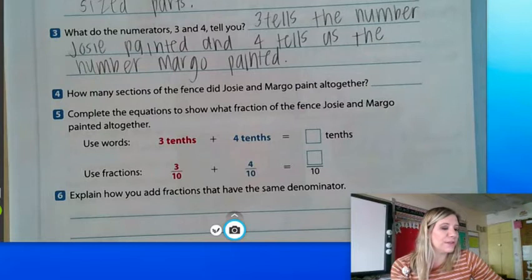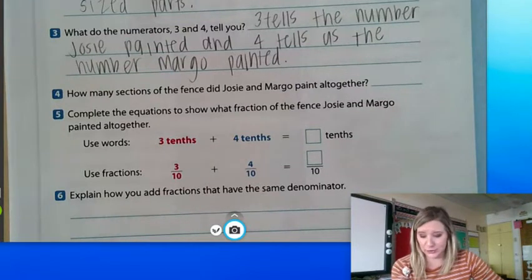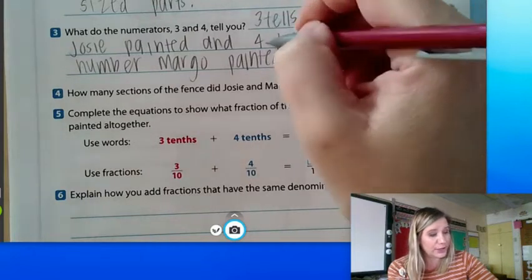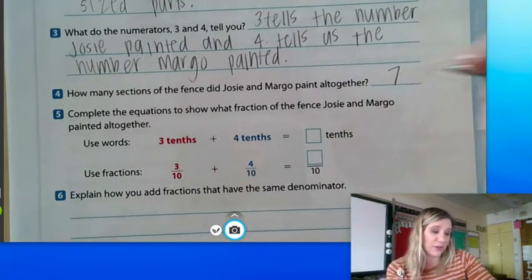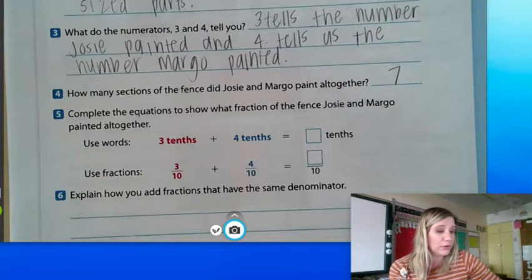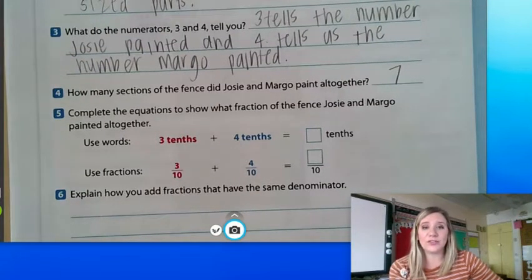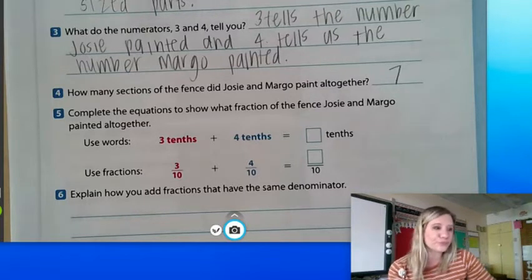How many sections of the fence did Josie and Margot paint all together? Well, if I'm looking at how many Josie painted and how many Margot painted, that's 7, because 3 plus 4 is 7. So then if we look at 5, complete the equations to show what fraction of the fence Josie and Margot painted all together.